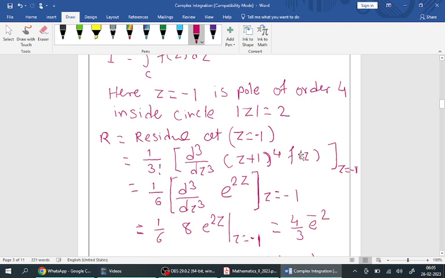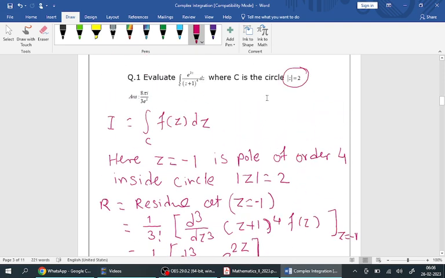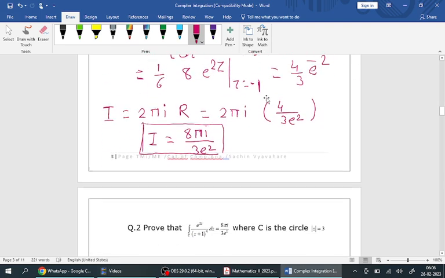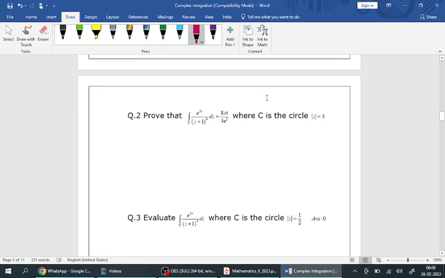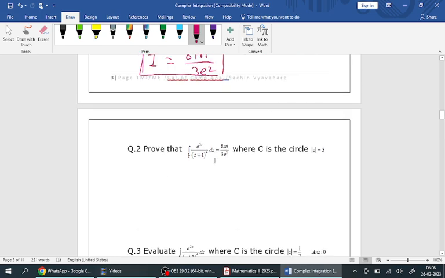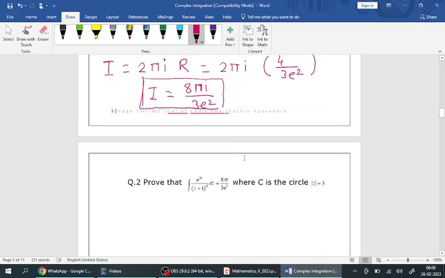Now let me show some variations in the same example and what will happen. So question number 2 is not new, just focus on question 2 now. Exactly the same integral: integral of e raised to 2z upon (z plus 1) raised to 4 dz is equal to, we have to prove this, 8 pi i upon 3 e square. We already got the same answer in the previous question, for the circle C where mod z equal to 3.